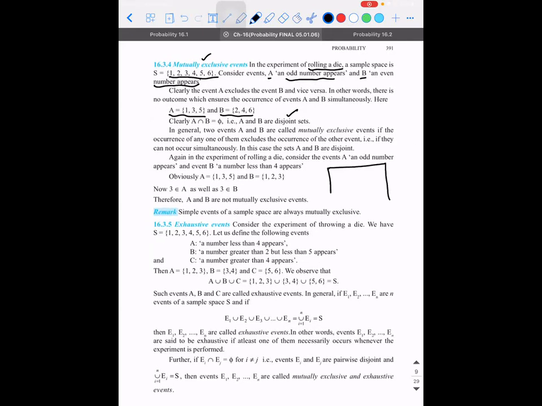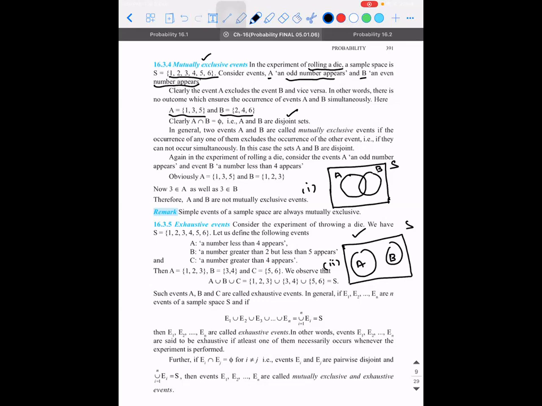Now I will give you an example. You guys tell me, in case 1 and case 2, which are the sets of mutually exclusive events? Case 2, sir. Means there is nothing common. They should be disjoint sets. Means they should not meet at all. That is the meaning.